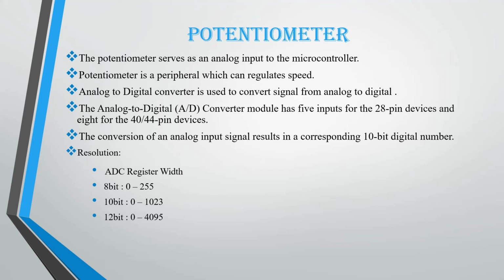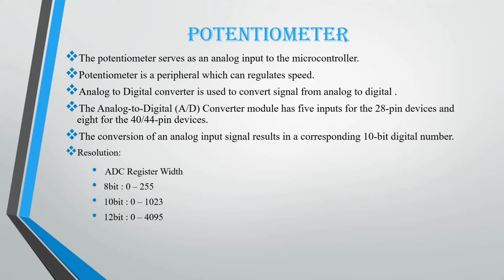Potentiometer. A potentiometer serves as an analog input to the microcontroller. It is a peripheral which can regulate speed in our project. The analog-to-digital component is the main component in a potentiometer and is used to convert a signal from analog to digital. The A to D converter module has 5 inputs for 28-pin devices and 8 for 40 or 44-pin devices.